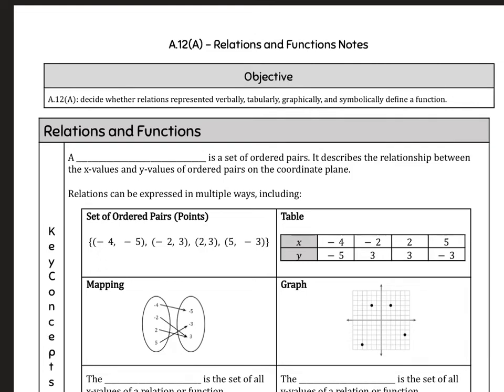So today we're talking about relations and functions. The objective is to decide whether relations represented verbally, tabularly, graphically, or symbolically define a function.